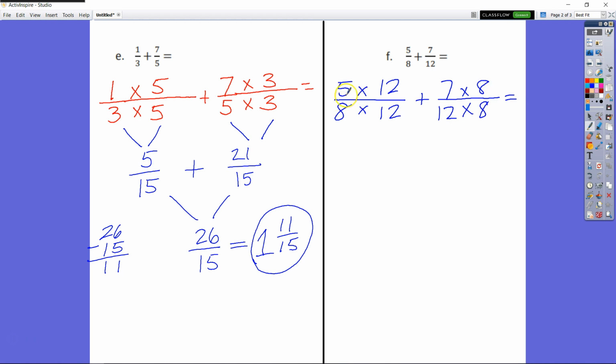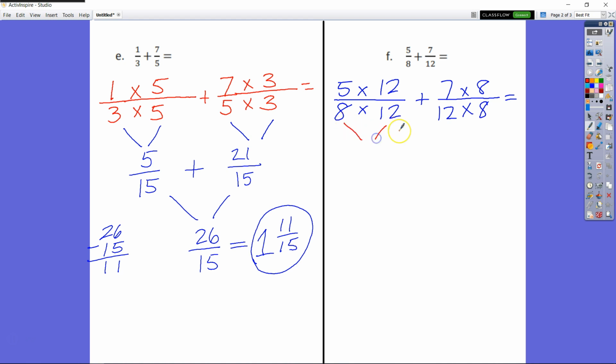So all we did was we took our first fraction and multiplied it by our second denominator, took our second fraction and multiplied it by our first denominator. If you notice, we have 5/8 multiplied by 12, 7/12 multiplied by 8. Let's go ahead and do the math.